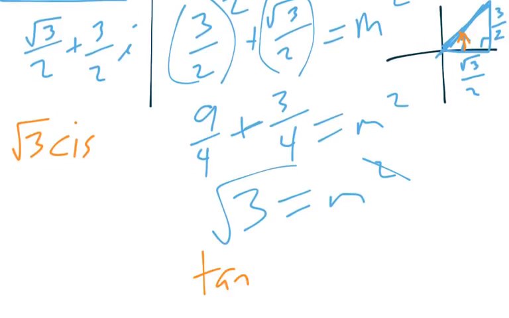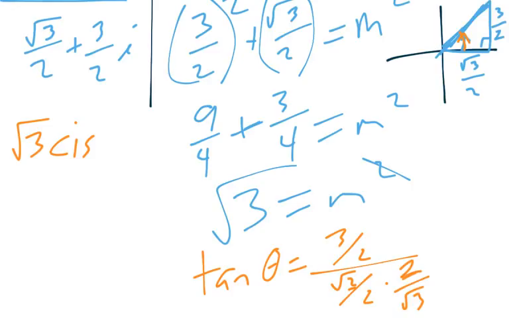So we'll say the tangent of theta is equal to 3/2 over square root of 3 over 2. You may notice that you can go ahead and multiply this by 2 over the square root of 3, both the numerator and denominator. That's how you flip those back to the numerator, and you'll notice it just comes out to 3 over the square root of 3, which is of course 3 square root of 3 over 3.